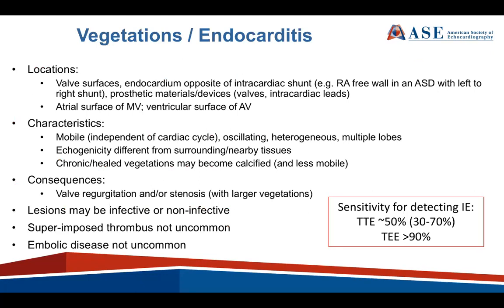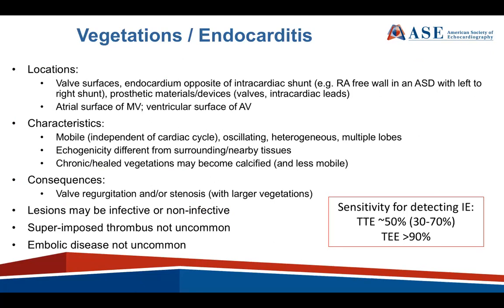So vegetations and endocarditis is the next category. The location can be on valve surfaces. In patients who have congenital heart disease, it can be opposite of an intracardiac shunt. What that means is if you have an ASD with left to right flow, you can have vegetations that are on the RA free wall. You can have vegetations that occur on prosthetic materials or devices. That includes valves, of course, and also intracardiac leads.